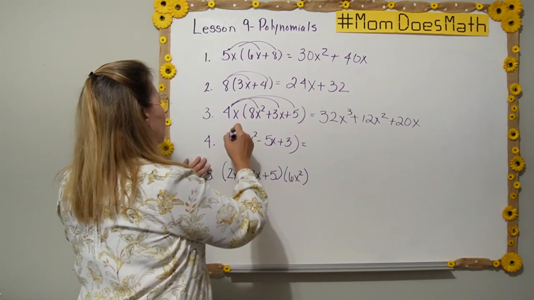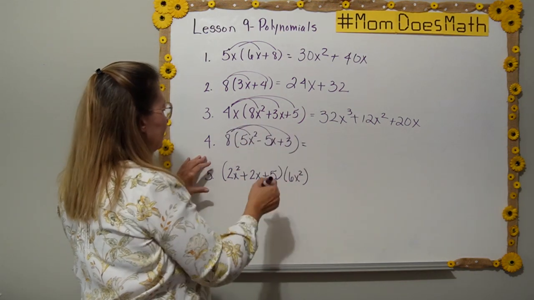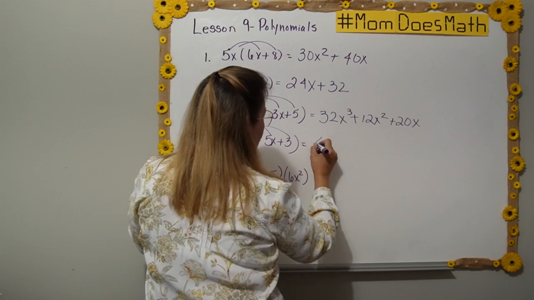Okay, on number 4, we're going to distribute all the way in. 8 times 5 is 40.